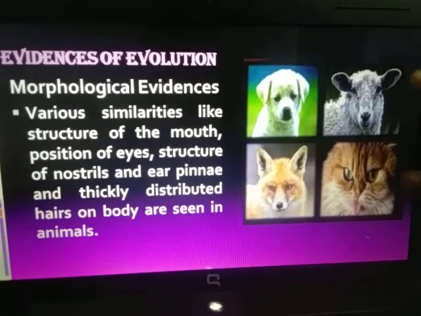I have placed only four, but in other animals also, all these characters we are discussing as morphological evidence will be similar. Even human beings have some hair. In the course of time they have lost much of it, but that doesn't mean they do not have hair on the body. All these characters tell us that they come from common ancestors. So this is the morphological evidence in animals.